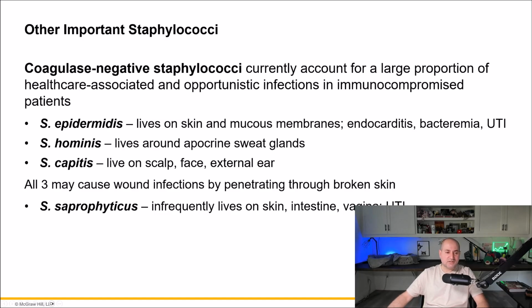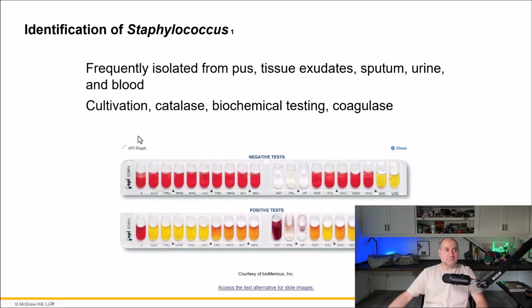Next, Staphylococcus saprophyticus infrequently lives on skin, intestine, vagina, and can cause UTIs. And you might be wondering, how do clinicians diagnose staphylococcal diseases? Well, you would take a sample from either pus, tissue exudate, sputum, urine, or blood from the patient.